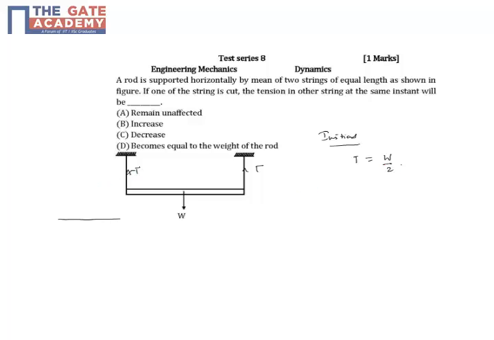Now once, let's say, this string is cut, obviously this is not in static equilibrium. It tries to move. There's an unbalanced force and this rod tries to move. Just after the string is cut, let's draw the free body diagram. This is the weight. Let's say the tension, we don't know whether it's T, so let's say this tension is T1. These are the only forces, and because this W creates a moment about the left hand, it tries to rotate anti-clockwise.